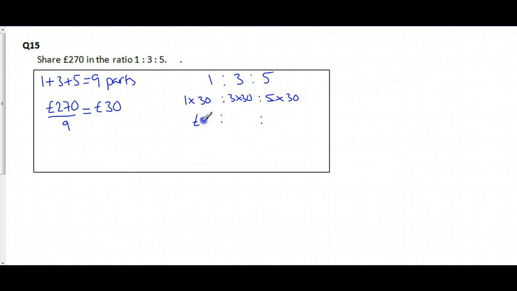So that's £30, £90, and £150. And that's how we share it.